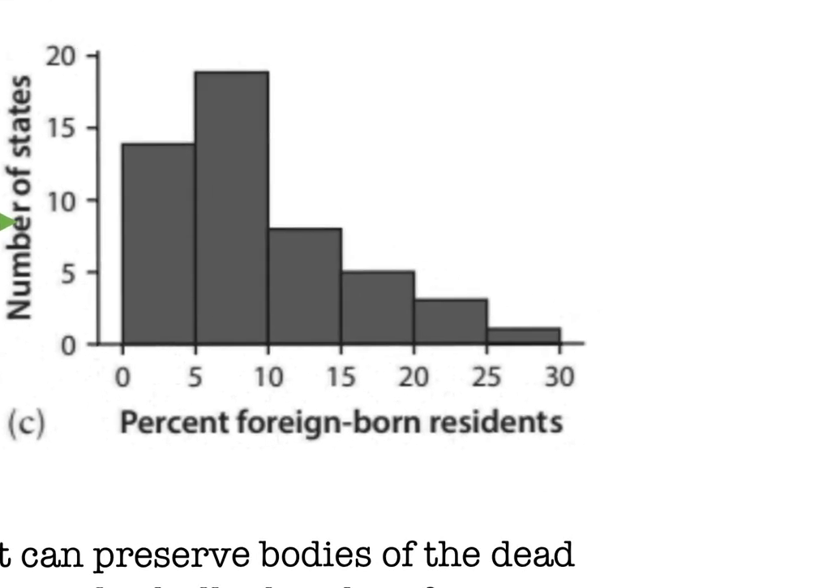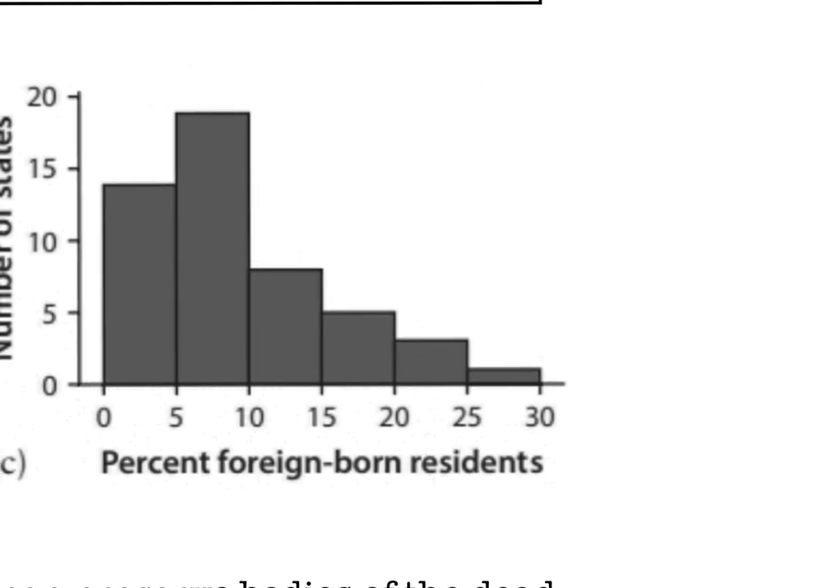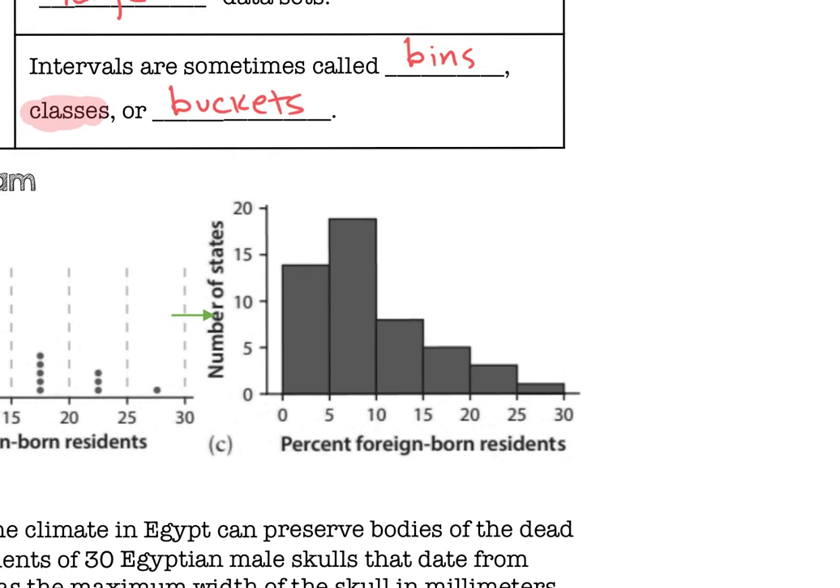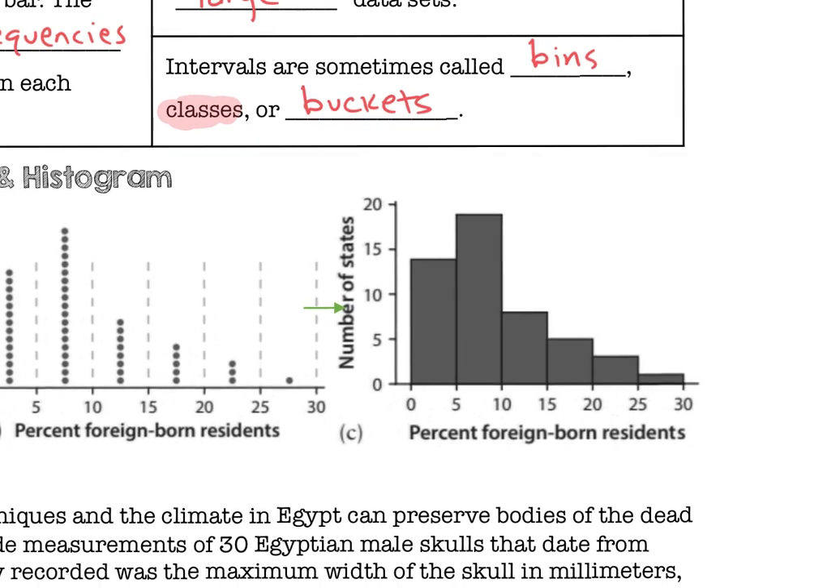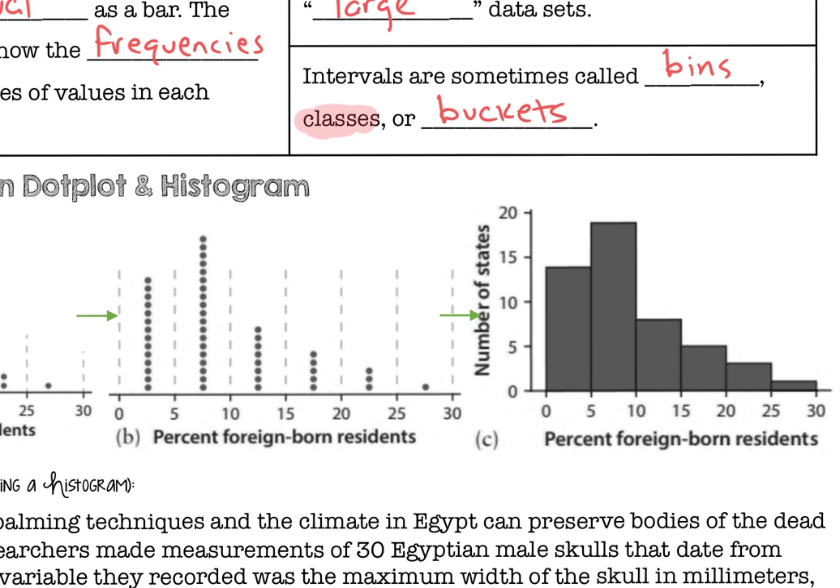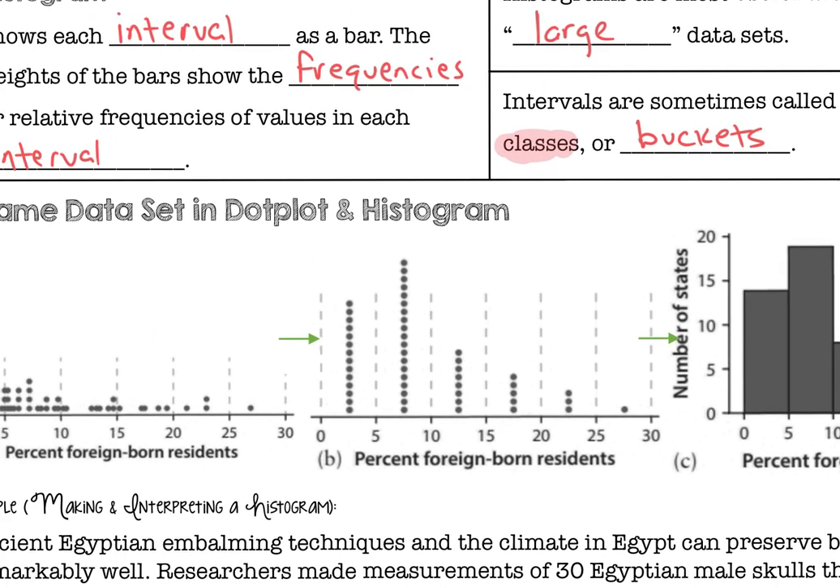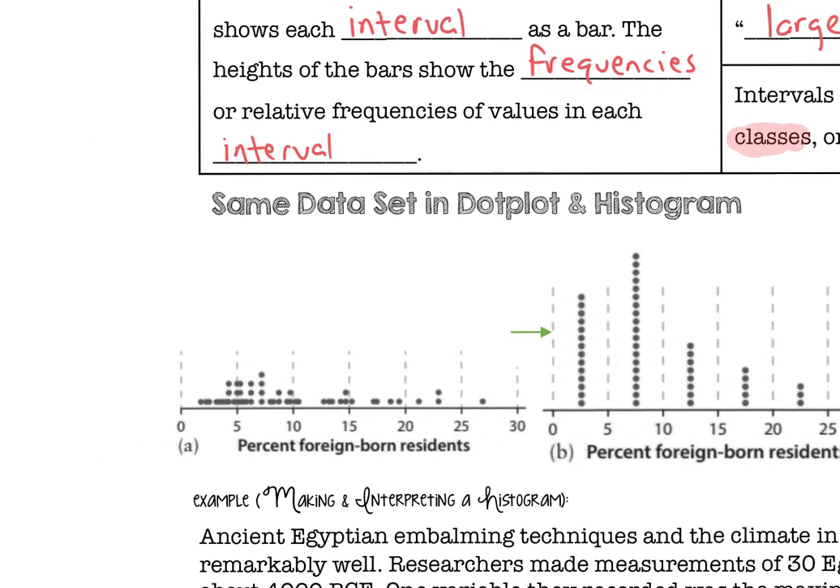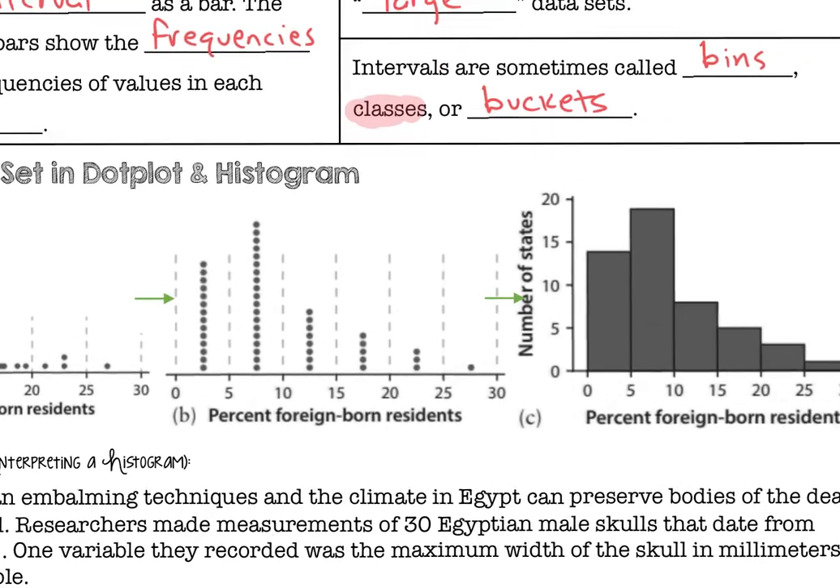And so if you look, we have our classes. 0 to 5 is one class. 5 to 10, or really 6 to 10, is another class. 11 to 15 is a third class. So I want you to look at the comparison between these two and the fact that they look very similar. It's just one is a dot plot, one is a histogram. And so what has happened is, again, they took all these individual data points. They broke them up into a class, and they said, okay, anything from 0 to 5 is going to fall in this bin. And so then they turn it into basically a bar graph.